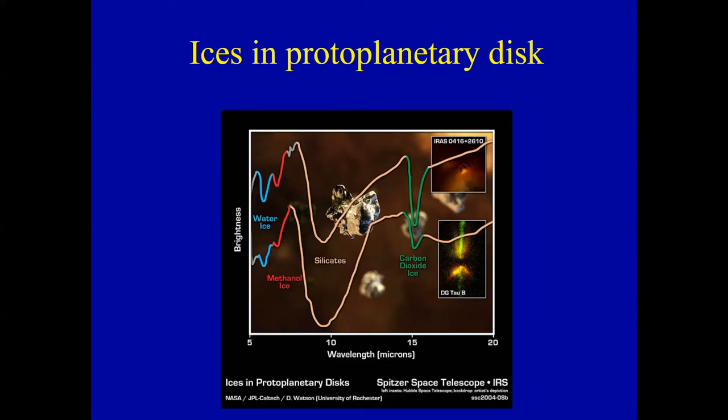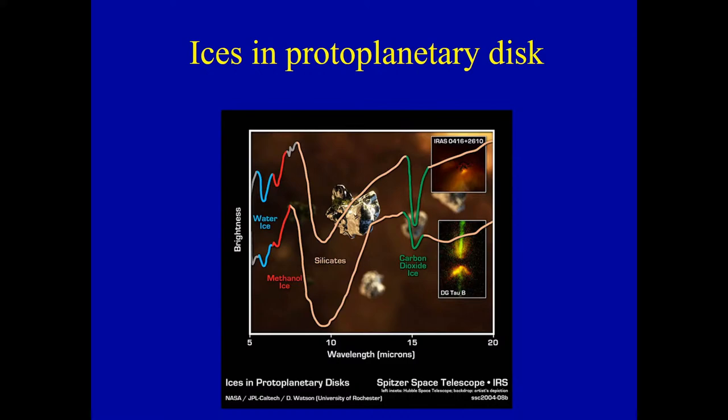You want to see what's out there, particularly in those regions that are actually forming the planets. It might be part of the planet formation process. Here is your sort of typical spectra. You've got the top one there of water ice, at the bottom one of methanol ice with some carbon dioxide ice too. So we can see these bands in space.